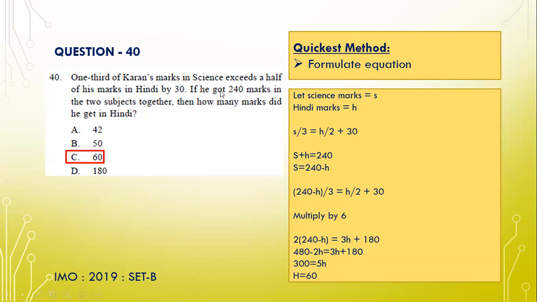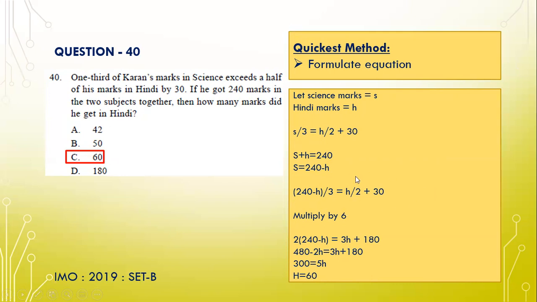And he got 240 marks in two subjects together. So S plus H will be 240. So what is S? S is 240 minus H. So again, you put this in the first equation. You put the value of S in the first equation. S is 240 minus H. So 240 minus H upon 3 is equal to H by 2 plus 30.